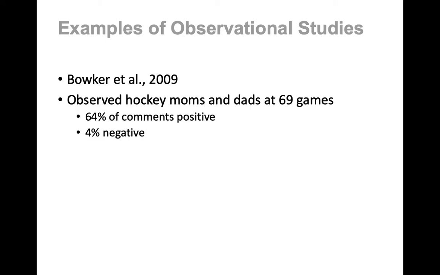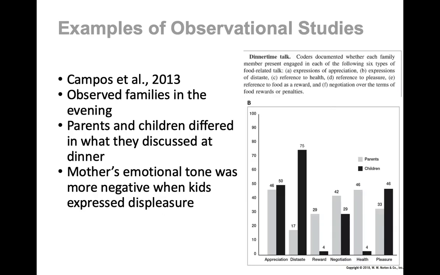And then a third example that the chapter used looked at observing families in the evening. So in this research, both parents from dual earner families were followed by a camera crew from the time they left work until 8 p.m. And then a variety of behaviors were coded from the videotapes, including the emotional tone of the parents and the topics of the conversations during dinner.